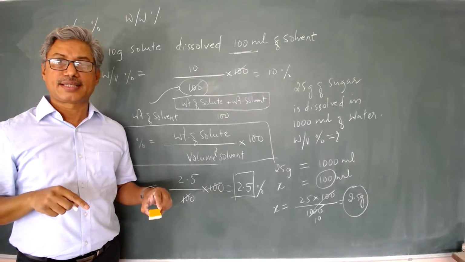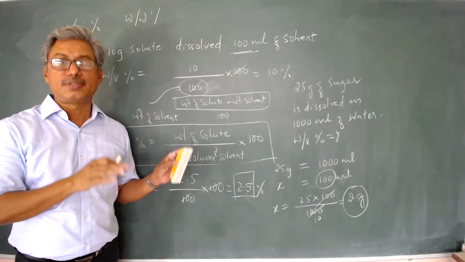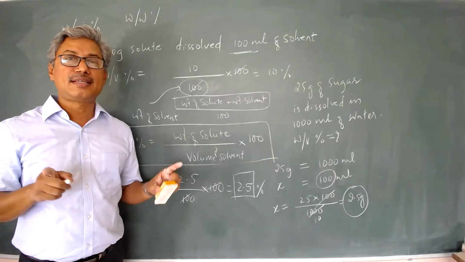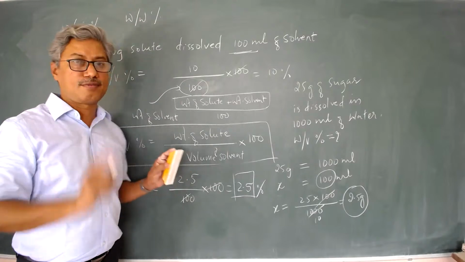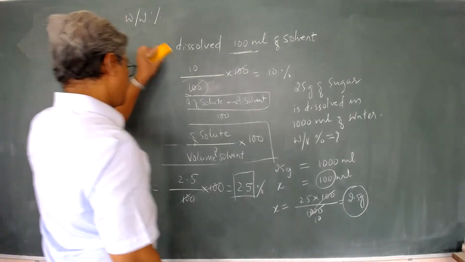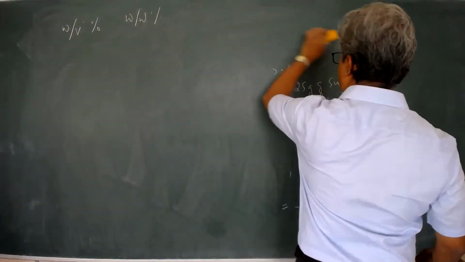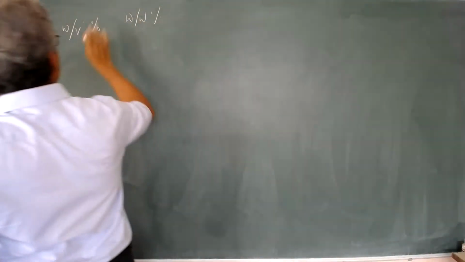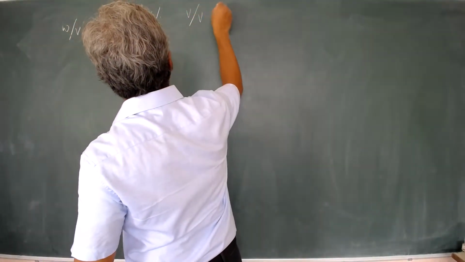The main difference between mass by mass and mass by volume is the denominator factor. In the mass by mass case, the denominator will be the total mass of solute and solvent. But in the case of mass by volume percentage, only the total volume is taken in the denominator. Now, let's go for another one. We are saying mass by mass, mass by volume. Then we go for volume by volume percentage.